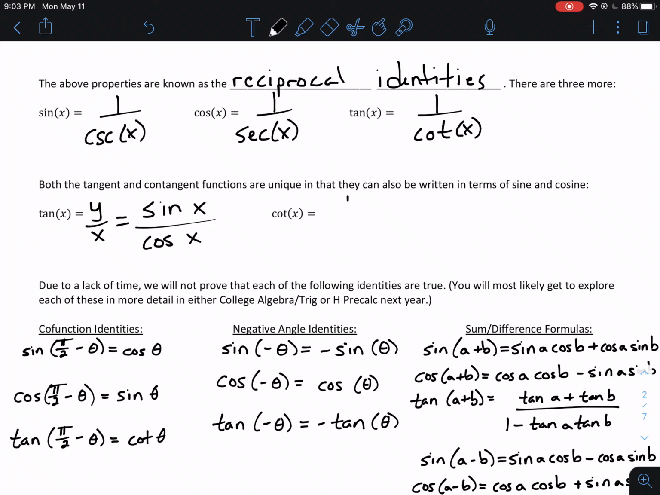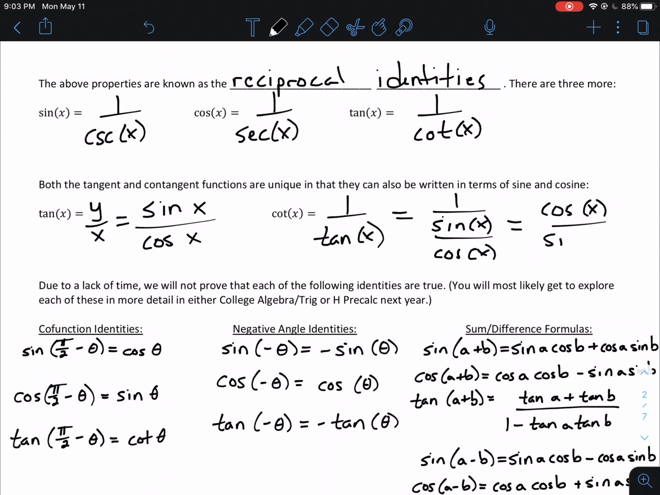Remember, cotangent is the reciprocal of tangent. So you could think of it as 1 divided by tangent of x. But now that we know tangent of x is sine over cosine, you could write that as 1 over sine of x divided by cosine of x. And then remember, 1 divided by that, you take the reciprocal, which is just cosine of x over sine of x. All right, so those are your tangent and cotangent kind of special ratios that they get, where you can also write both of them in terms of sine and cosine.